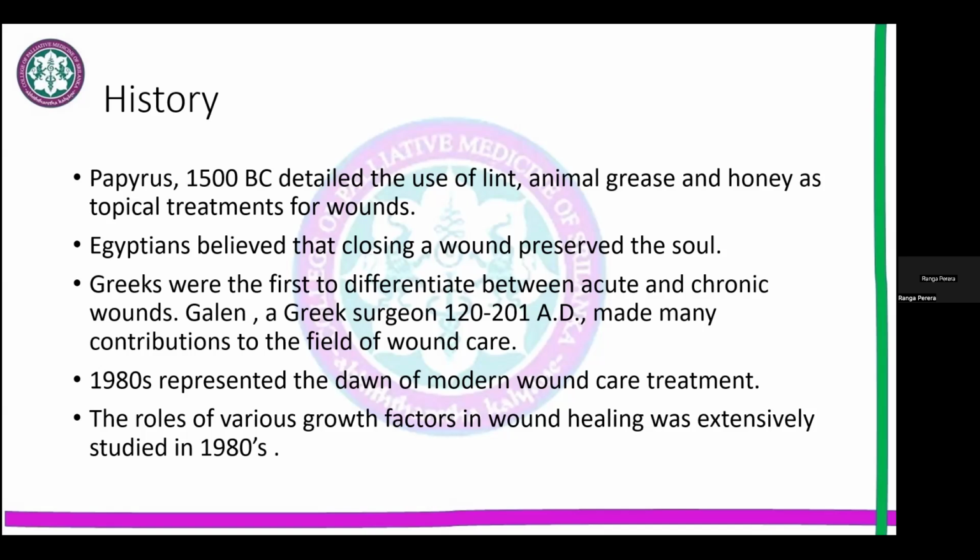Modern wound treatment came around somewhere around the 1980s, and they are the ones who started looking at the factors of wound healing. Extensive studies were done around the 1980s, and they found various growth factors, growth stimulants, tissue factors, and cells which come into play in wound healing. All these things came around the 1980s.